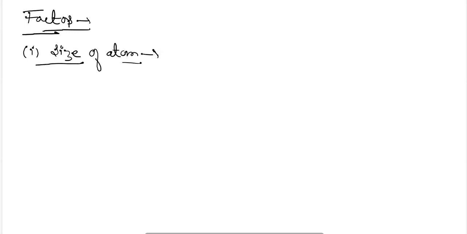So the size of the atom, the radius of the atom, is inversely proportional to the ionization enthalpy. It means that the lesser the radius, the higher the ionization enthalpy, and the larger the radius, the lesser the ionization enthalpy will be. The second factor that will affect it is the charge on the nucleus.